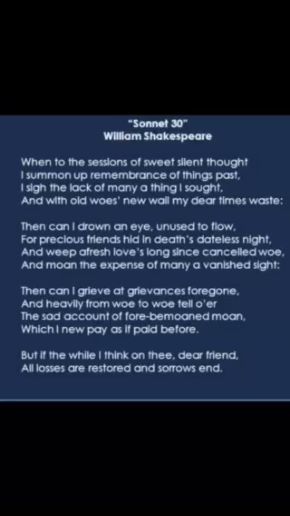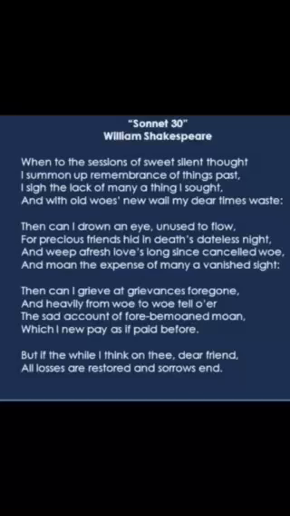I sigh the lack of many a thing I sought. So again it is similar to thought, so we will again name it A. And in the fourth line, and with old woes new wail my dear time's waste. So again, it rhymes with the second line, so it will be given B. So the rhyme scheme of the first quatrain is A B A B.